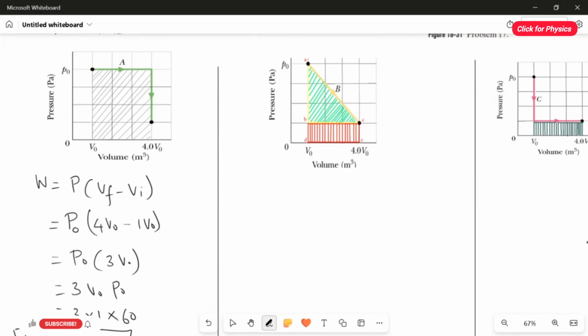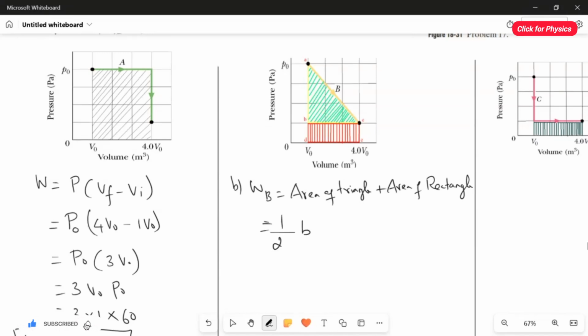So let's rewrite. For part B, the work done by path B is equal to the area of the triangle plus the area of the rectangle. And we know the area of the triangle is half multiplied by base multiplied by height. This is the formula for the area of the triangle.